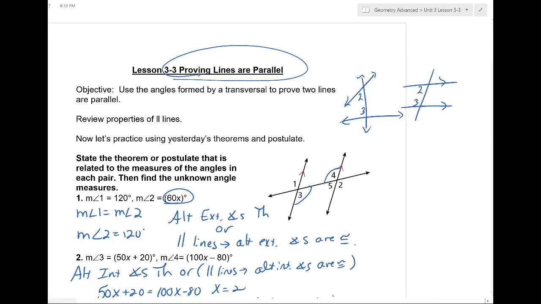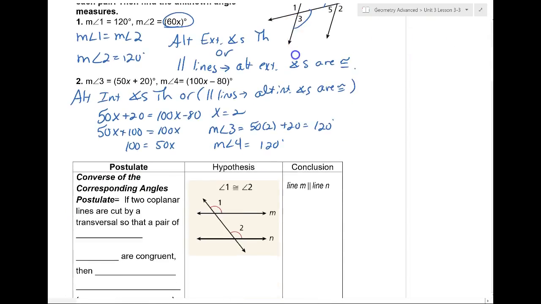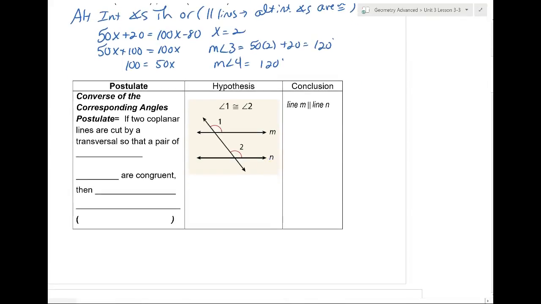Before, we've always started with parallel lines. Guess what we're going to end with instead? Parallel lines. So we're going to switch things around. It's not hard if you know how to do a converse of something, right? So look at this very first one. It's a postulate. The converse of the corresponding angles postulate says the following.